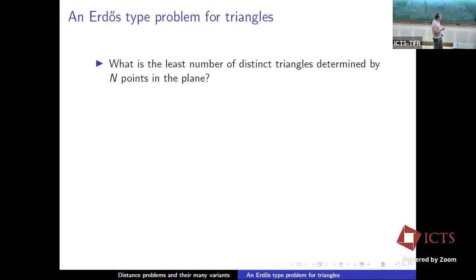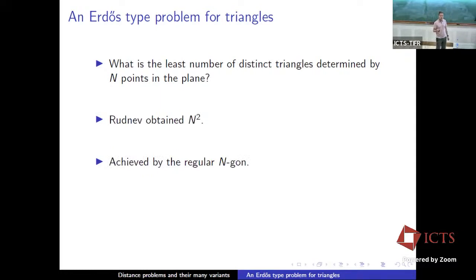And here it turns out that you can go all the way down to n squared, but you can't go further than that. So for example, if you look at the regular n-gon, it's not too hard to look at all the triangles that are formed there, and you will see that there are about n squared, something like n squared over 12, and maybe there's a floor or a ceiling function there. So it can be computed very specifically.